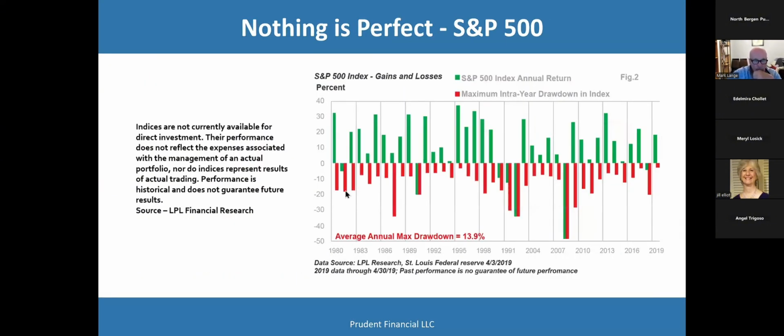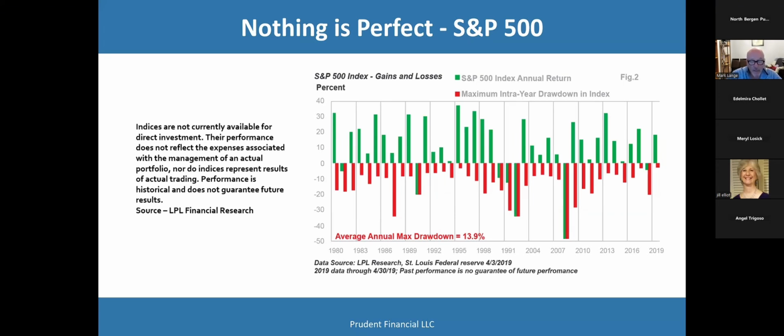So this is one of my favorite slides, this one and the next one, because this is the S&P 500, and you can see, this is going back to 1980, the average annual maximum drawdown was almost 14% a year. Let me repeat that, because there's a whole bunch of people that think that these types of events and these types of occurrences are unusual. They are not unusual. Look at this chart. These things happen all the time. Please control your emotions. These are not unusual.